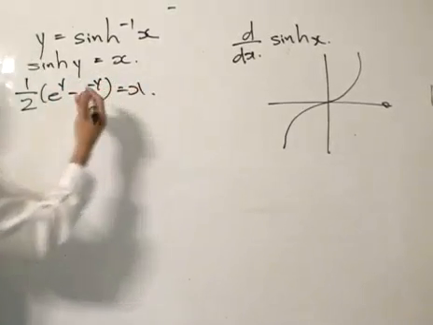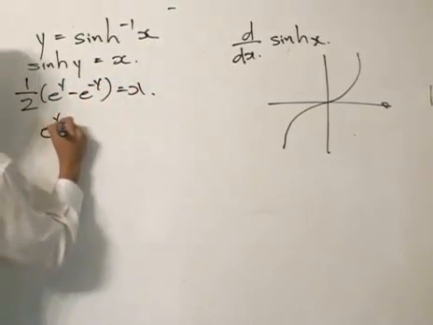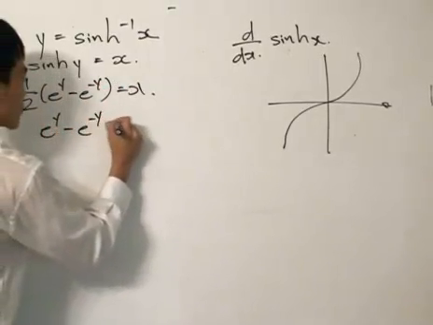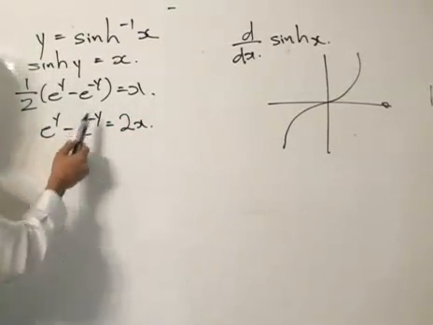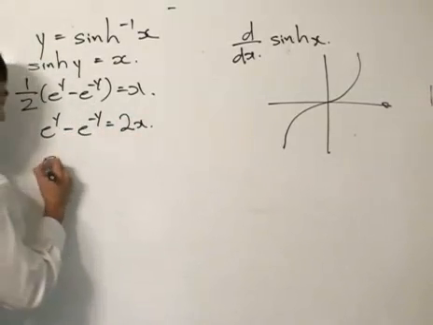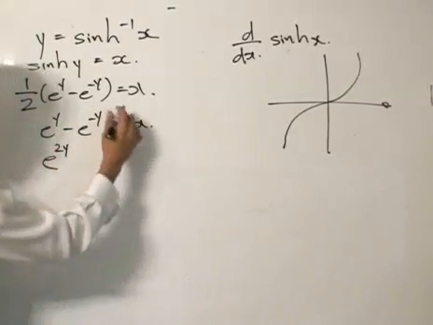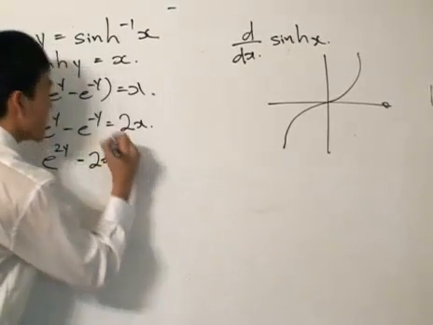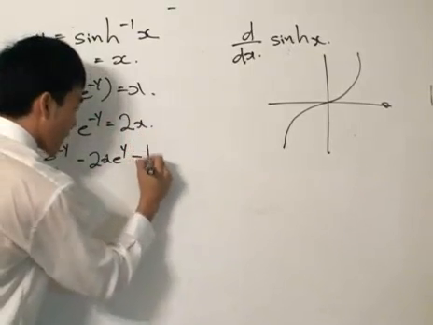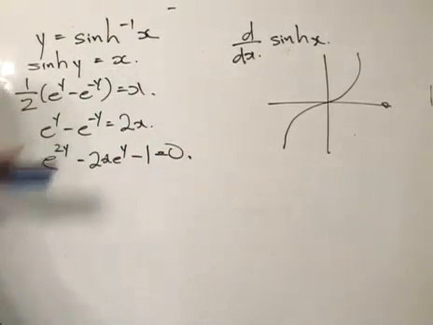Equals to x. Doing some rearranging, I will get e^y take away e^(-y) equals to 2x. Okay, and then now I will multiply by e^y, because I want to eliminate this minus y over here. So I'll multiply by e^y, I get e^(2y). Bring this over to the other side, minus 2x e^y. Then I will minus 1. Okay, I hope you can see that, right?